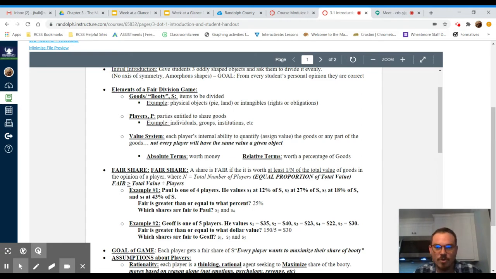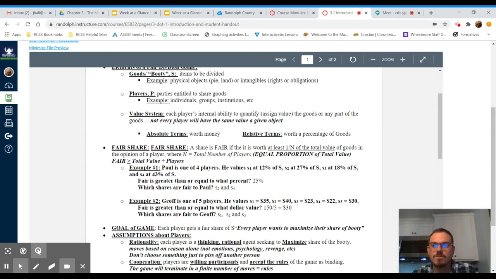Our players, we'll call them P, just like in Unit 2 and Unit 1. Players P, they are the parties entitled to share goods. So individuals, groups, institutions, etc. These are all individuals, parties entitled to share the goods, the booty, whatever you want, the pie, the land, the rights, the obligations, all of that. The players are entitled to those.